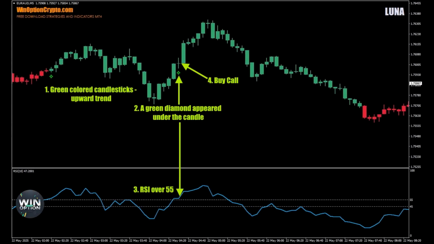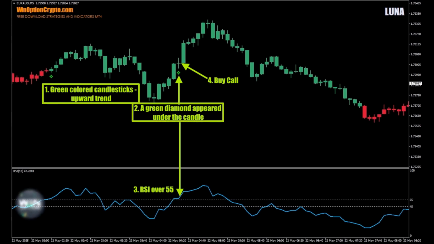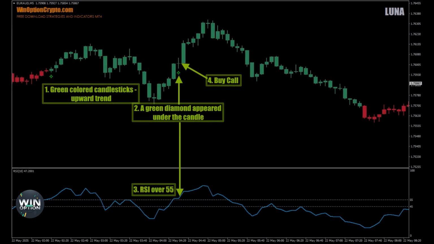So, to buy call options, you need to, first, make sure that the trend is upward, the candles are green. Second, a green diamond appeared under the candle. Third, RSI is above 55. Fourth, at the opening of a new candle, we buy a call option.